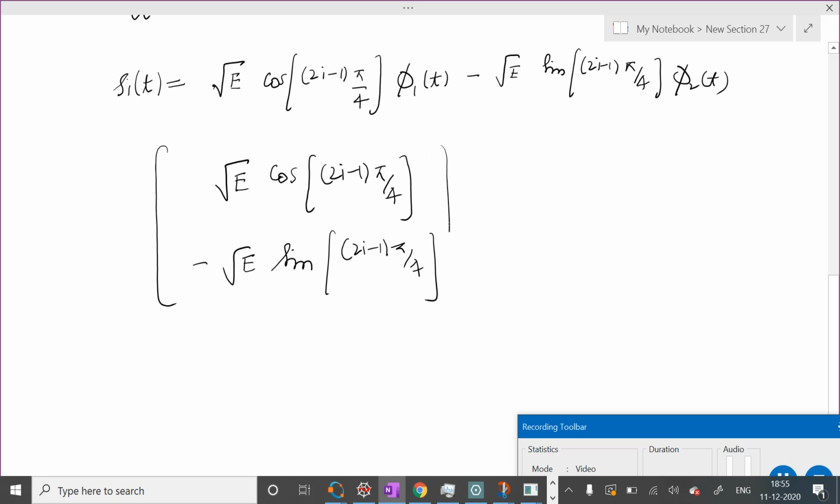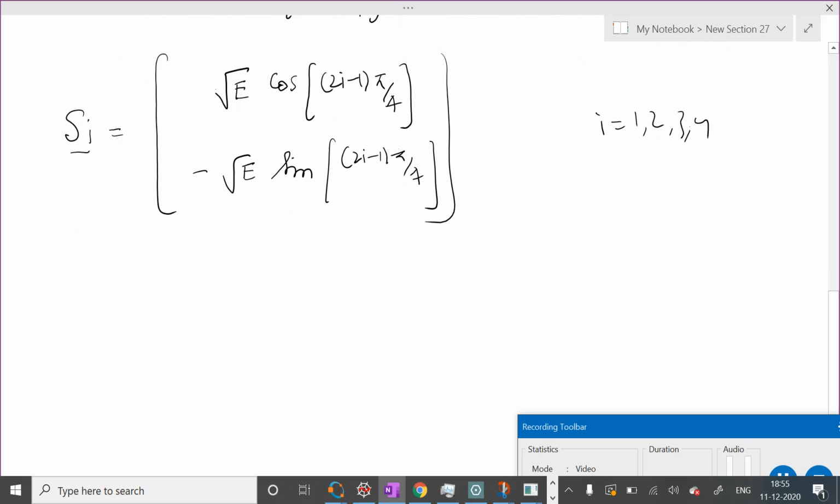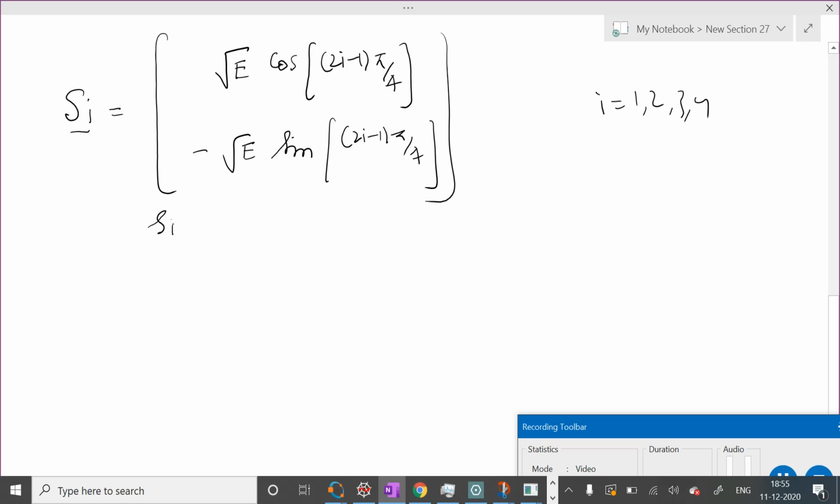So this forms a vector. For i equal to 1, 2, 3, 4, I can call it the s_i vector. Actually it has two components: s_i1 is root E cos((2i minus 1) pi by 4), and s_i2 is minus root E sin((2i minus 1) pi by 4). So it has two components.